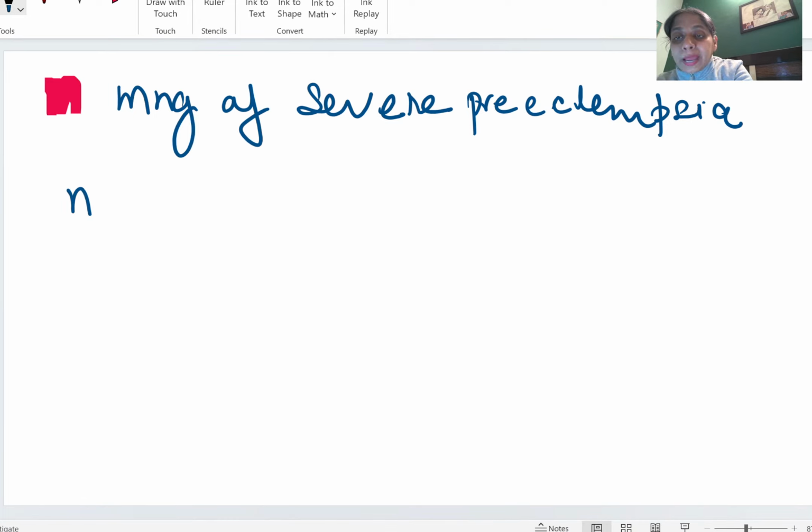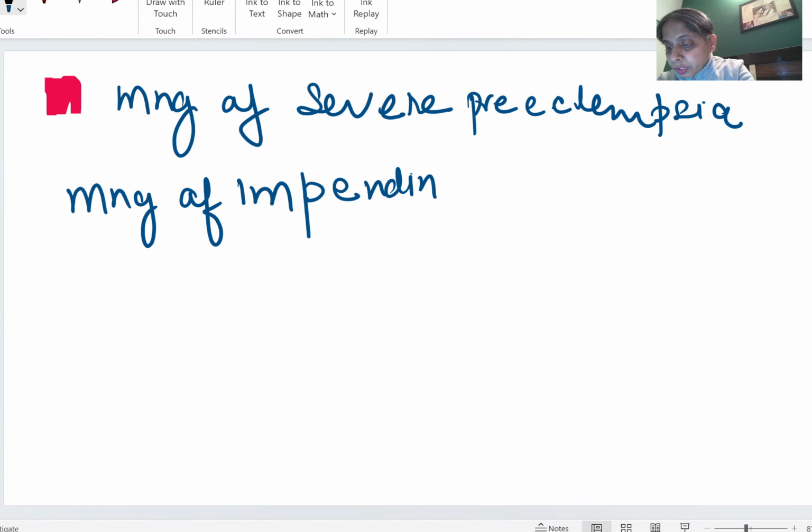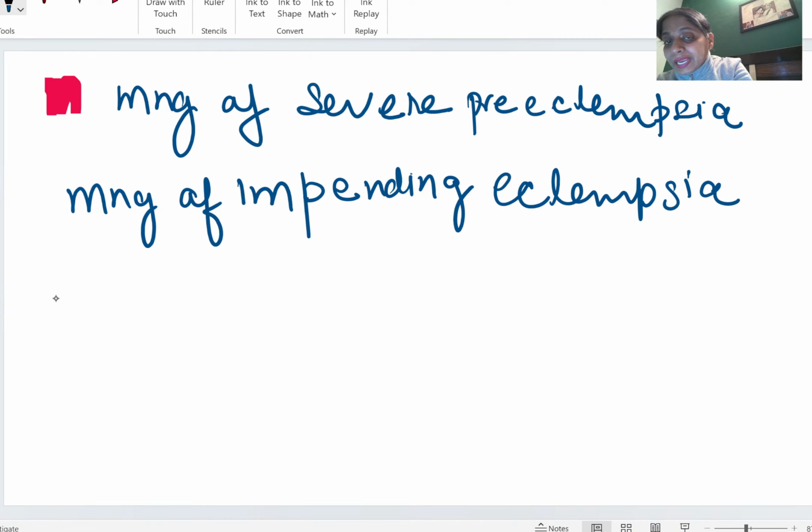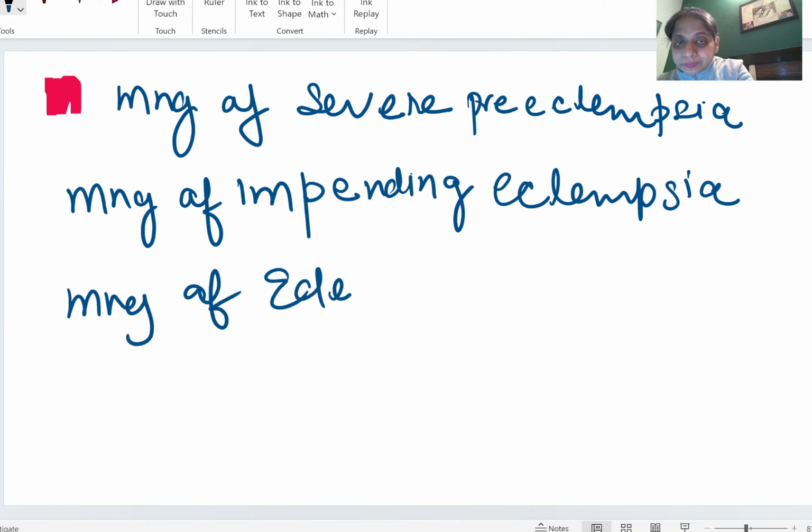What is the management of impending eclampsia? Please write down, students. You will get your number reserved in your exam if you write down. I know we all hesitate, but if you write down, then your number is reserved. Management of severe preeclampsia, management of impending eclampsia, management of eclampsia.